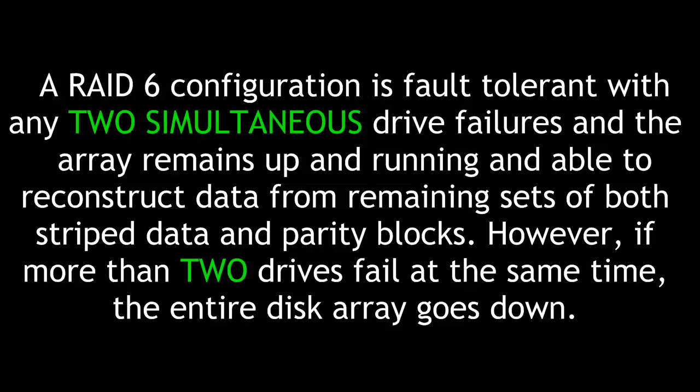A RAID 6 configuration is fault tolerant with any 2 simultaneous drive failures, and the array remains up and running and able to reconstruct data from remaining sets of both striped data and parity blocks. However, if more than 2 drives fail at the same time, the entire disk array goes down.